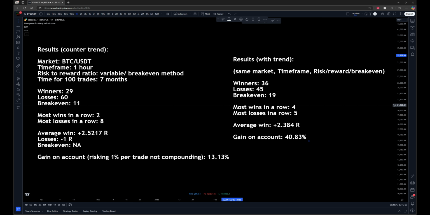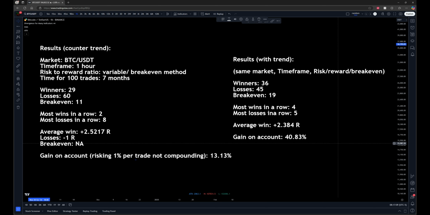And the most wins in a row was 4. Most losses in a row was 5 in that case. The average win was a little bit smaller, but that can just be the sample of price data that was used, 2.384 R. Gain on the account ended up being 40.83%, which is actually a pretty good figure based on all of the strategies I have tested on my channel so far, over 100 now.